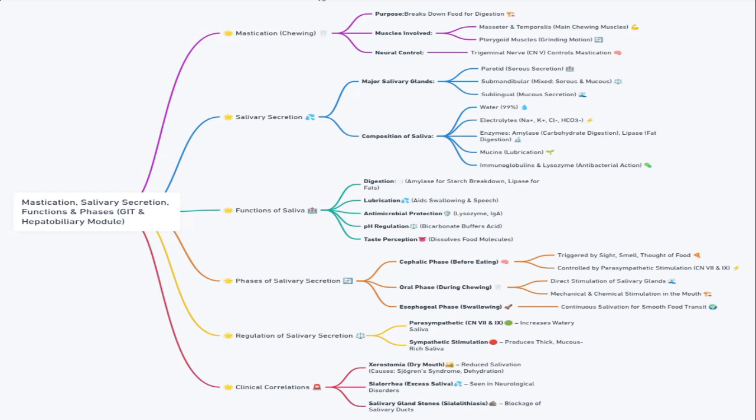Okay, so saliva actually is an enzyme-containing secretion of the salivary glands, and a total of about 1000 to 1500 ml of saliva is secreted daily. And the major salivary glands, which produce about 90% of saliva, are the parotid, the submandibular, and the sublingual glands. The minor salivary glands produce about 10% and are scattered in the submucosa of the oral cavity.